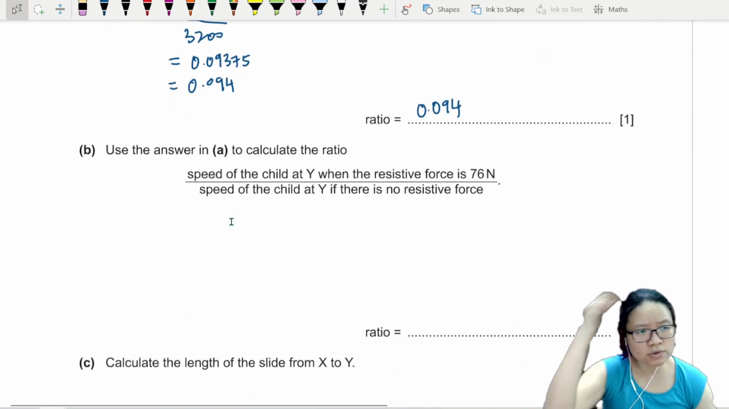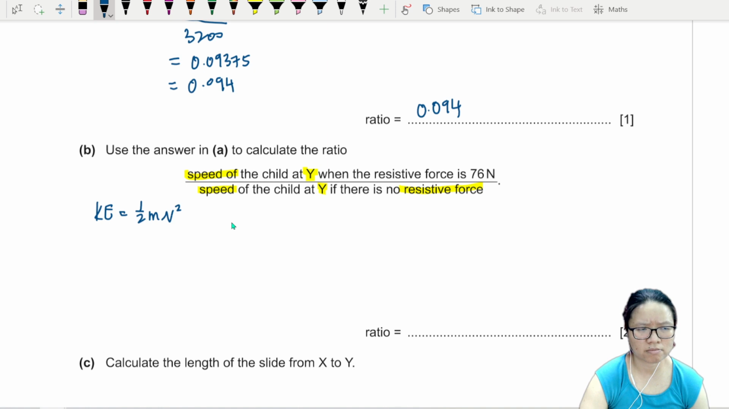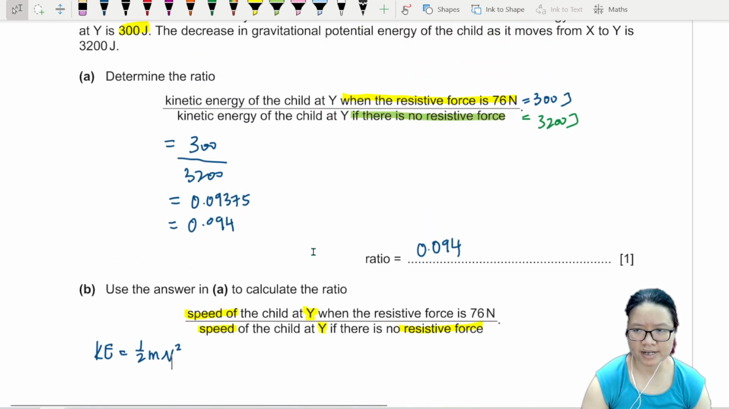All right, moving on. Use the answer in A to calculate the ratio of the speed of the child at Y and the speed of the child at Y if there's no resistive force. Wow, ratio is also their best friend now. So KE is half mv squared. I'm thinking that this 0.094 is the kinetic energy when there is resistive force to when there's no resistive force.